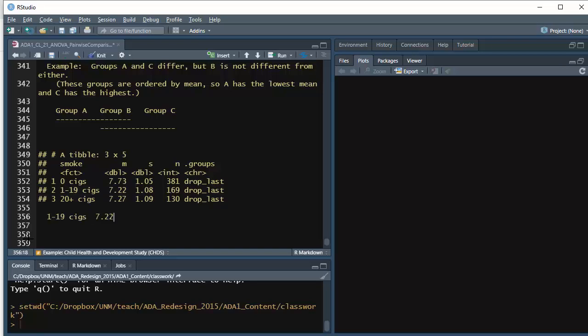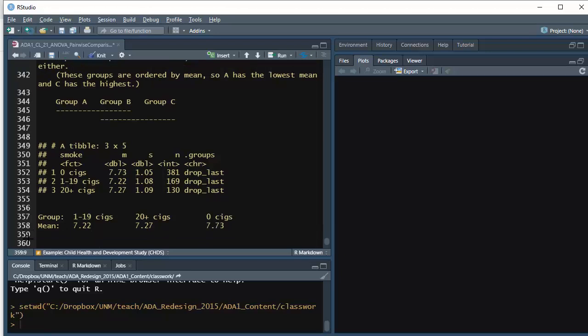I'm going to do two things. I'm going to label this table group and mean. Then the second smallest mean is the 20 plus cigarette group. Boy, I sure am clumsy when I'm not on my usual text editor. And then 0 cigarettes. Those don't look like they're quite equally spaced.